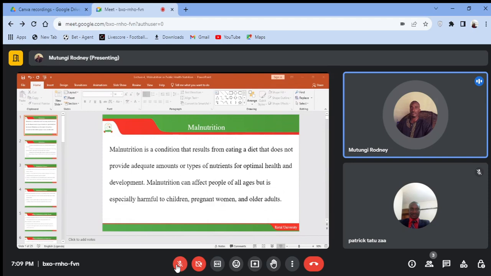So, like I was saying, wasting is when you compare your height and weight. So if you're too small for your height, then that is what we are calling wasting. It can result from not taking enough food, it can result from having a disease or an infection, and its effects we have already looked at them.